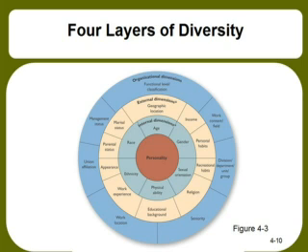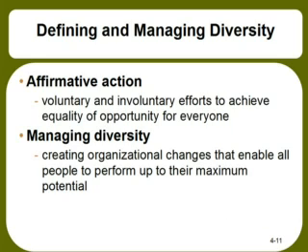There are 4 layers or dimensions of diversity, as seen in this slide and in Figure 4.3 from your text. These are the organizational dimensions, external dimensions, internal dimensions, and personality. Organizational dimensions include functional level classifications, seniority, location, union affiliation, and management status. External dimensions include marital status, educational background, income, and recreational habits. Internal dimensions focus on age, race, gender, ethnicity, and sexual orientation. And finally, in the center of the layers is personality.